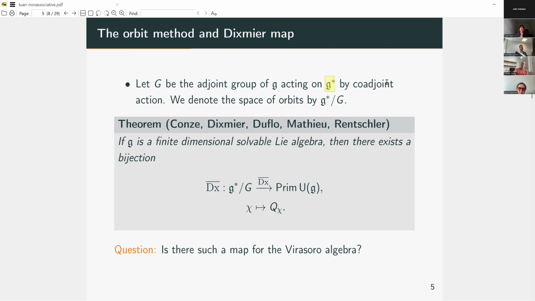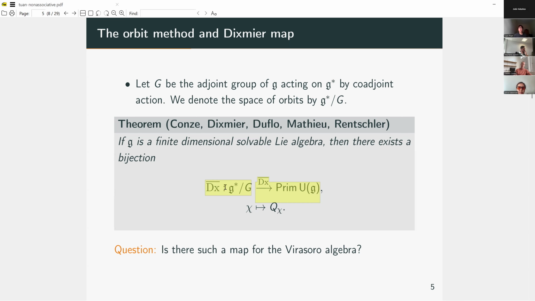Yeah. So in the 60s and 70s, Kostant, Dixmier, Duflo, Mathieu, and Rentschler together proved that if g is a finite-dimensional solvable Lie algebra, then there exists a bijection between the space of coadjoint orbits and the primitive spectrum of U of g. And this map gives us a way to understand the primitive spectrum of U of g, because the space of coadjoint orbits g star modulo G is much easier to understand.